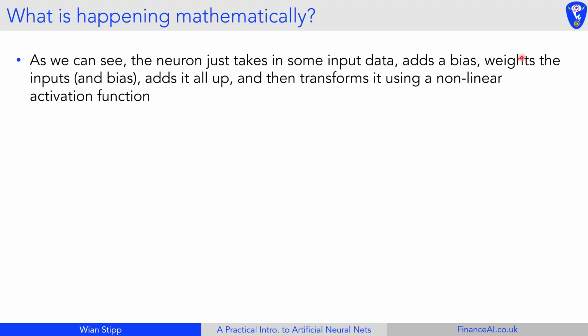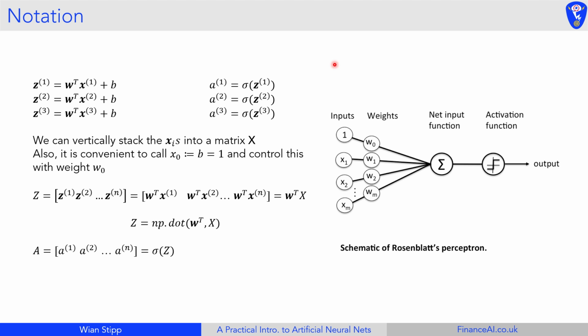outputted. So mathematically, all that's happening is the neuron takes in some input data, adds a bias, and then weights the inputs and the bias, adds it all up, and then transforms it using a nonlinear activation function. And this is the notation you'll commonly see in literature. And this Z1 stands for the first neuron in the layer. Then Z2 is the second neuron.